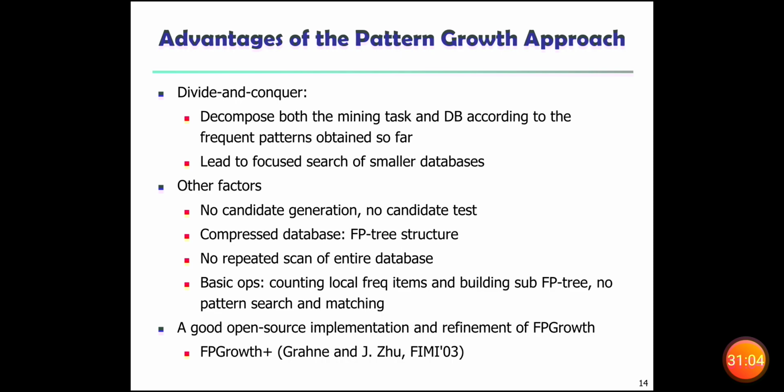There is no repeated scan. Once you scan it, that's all. Straight away you can go for the tree structure. So there is no repeated scan of the entire database here. And the basic operation here is counting local frequent items and building sub FP trees. No pattern search and matching. The other one is a good open source implementation and refinement of FPGrowth. By referring to this one, you will be able to implement the process and you can improve the process. So these are all the advantages of the pattern growth approach.